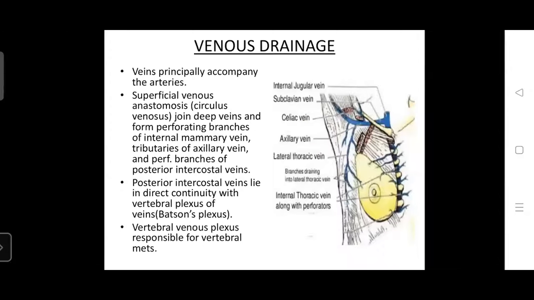Now coming to the venous drainage of the breast, the veins principally accompany the arteries. There is a superficial venous anastomosis known as the circulus venosus in the subareolar region, which joins the deep veins, and they form the tributaries. The main ones are perforating branches of the internal mammary vein, the tributaries of the axillary vein, and the perforating branches of the posterior intercostal veins.